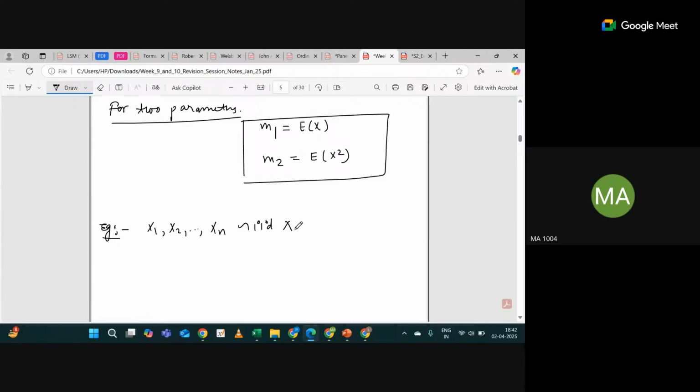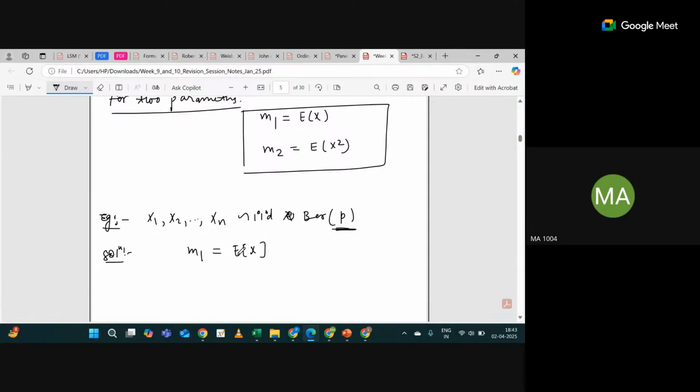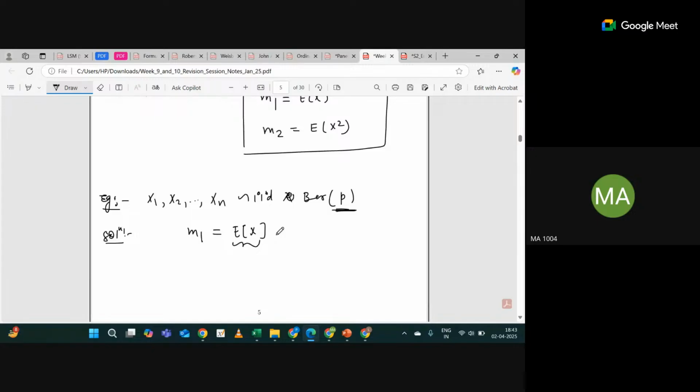Okay, and let's make it Bernoulli p, and this p is unknown and we have to calculate. To calculate this unknown p, we need only one equation, right? So what I will do, I have to equate m1 equal to the expected value of x. Now let's try to understand what this expected value of x is. We have to calculate it from the distribution. So what is the expected value of x here?